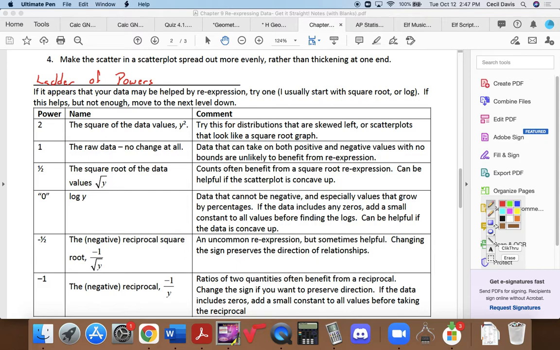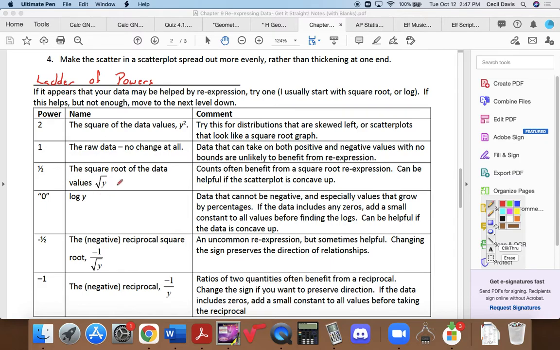Okay? So the 0 power, or excuse me, the 1 is the raw data. That's no change at all. Okay? If we do the 1/2, and the 1/2s and the zeros and the negative 1/2s, I kind of get them, but they kind of bug me too. I mean, I'll just be honest. It's like, okay, yes, but it's a little bit of a stretch.